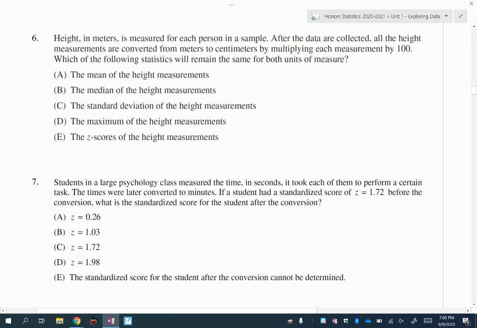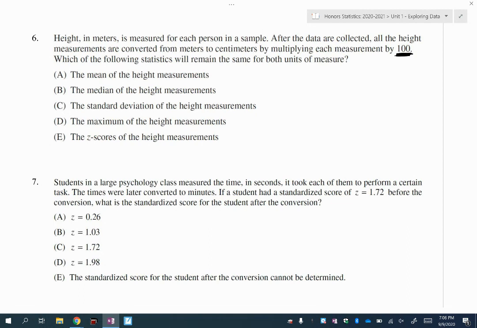It says height in meters is measured for each person in a sample. After they collect the data, all the measurements are converted from meters to centimeters by multiplying each measurement by 100. So which of the following statistics will remain the same for both units of measure?